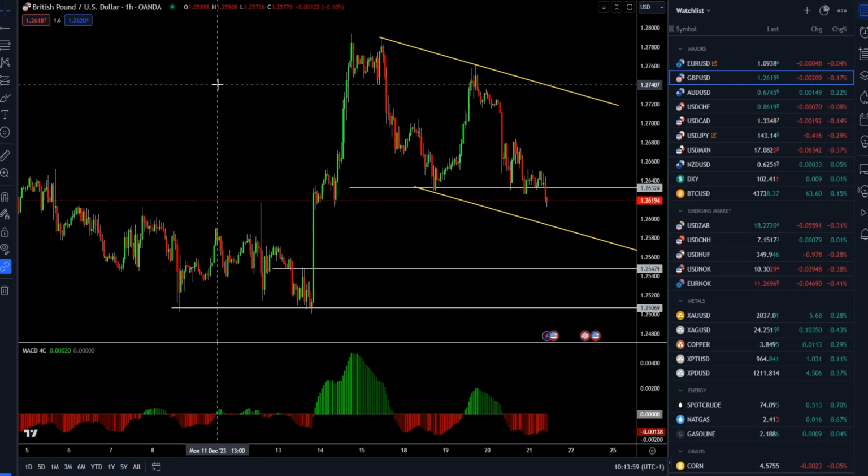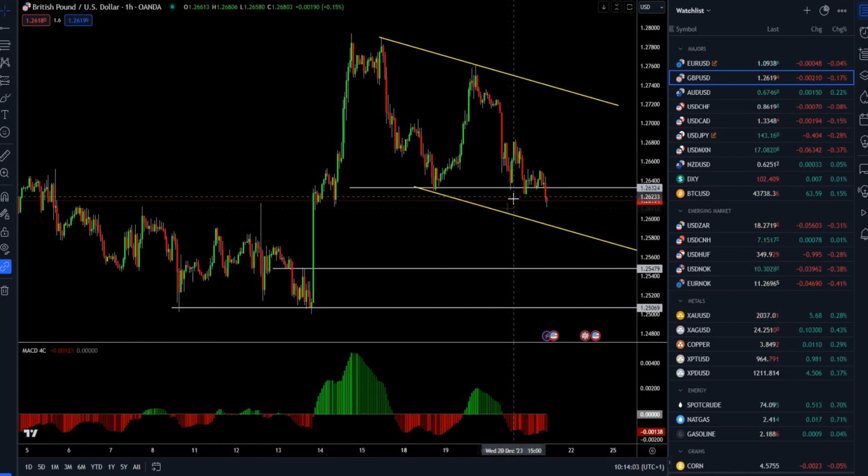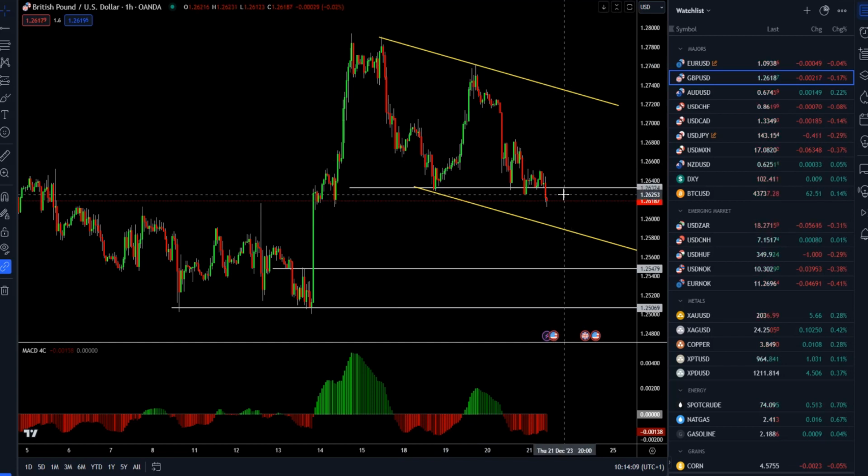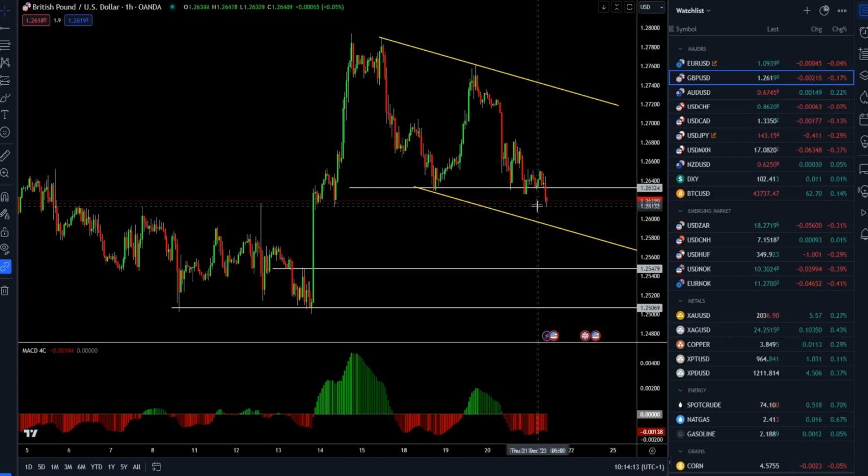I will start with the British pound versus US dollar first, and what we can see here is the hourly time frame, and we can see that there is a breakout that happened today. 1.2625 was this important support level. And we can see that pound didn't have a big problem today to go and distribute lower.